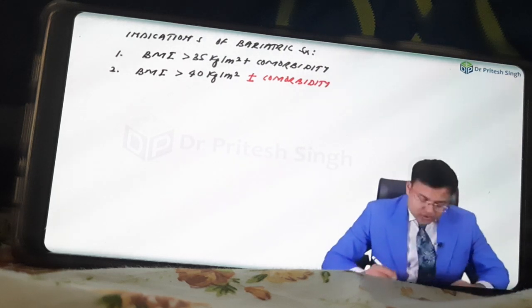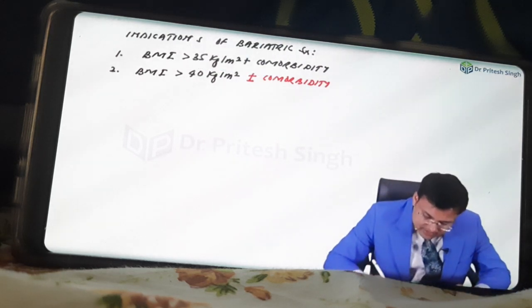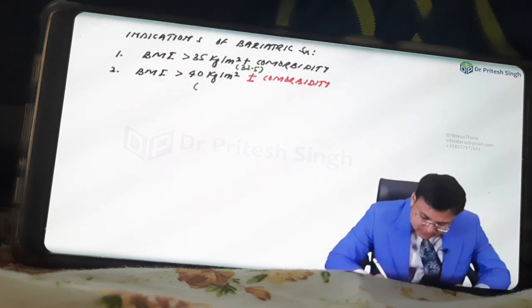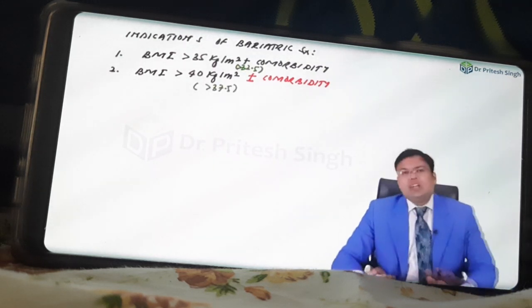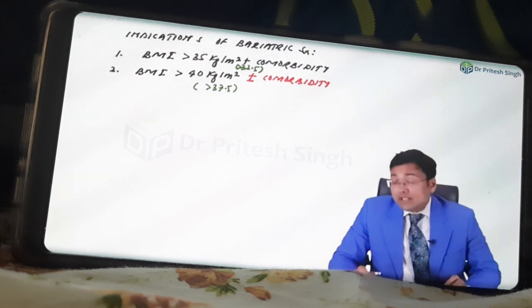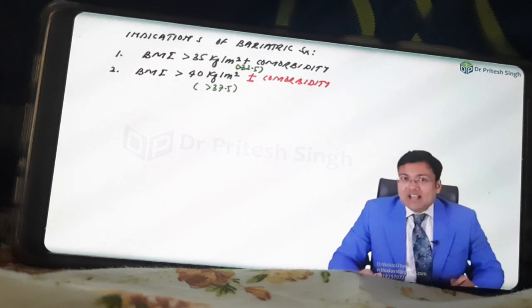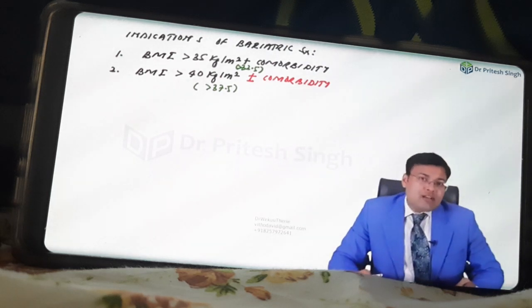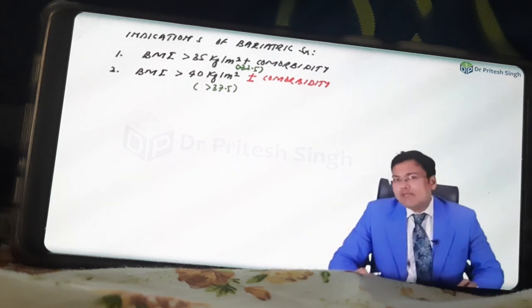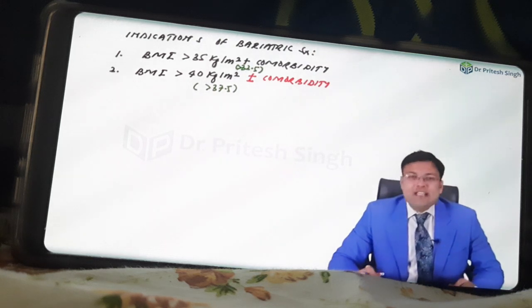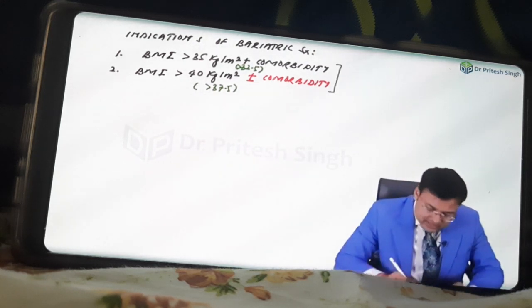There are Asian guidelines. In Asian guidelines, in place of 35 it is 32.5, and in place of 40 it is more than 37.5. So the international standards are BMI more than 35 kg per meter square plus comorbidity, or BMI more than 40 kg per meter square with or without comorbidity. And for Asian guidelines, BMI more than 32.5 kg per meter square with comorbidity, or more than 37.5 kg per meter square with or without comorbidity. So these are the indications of bariatric surgery.